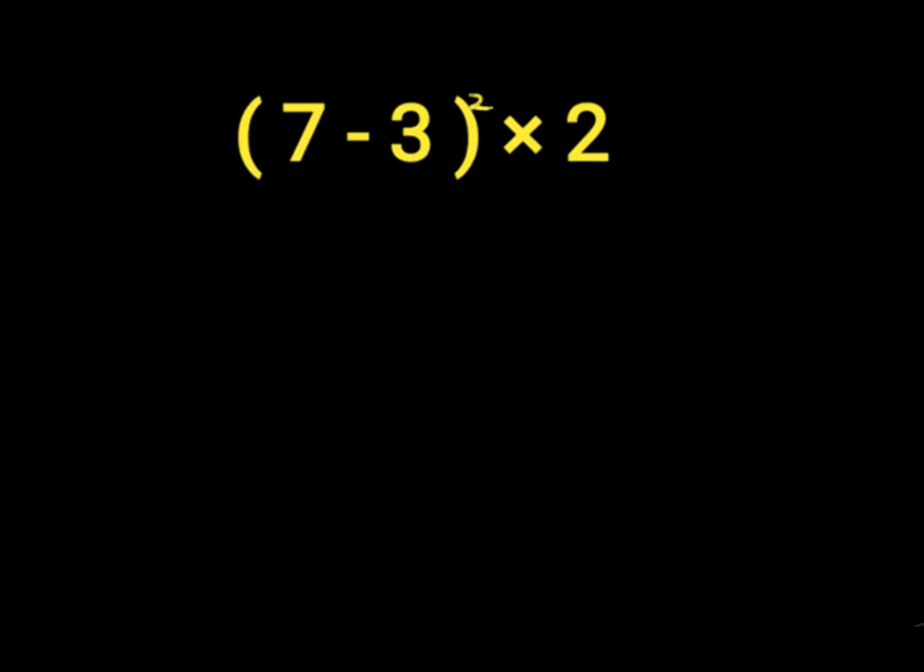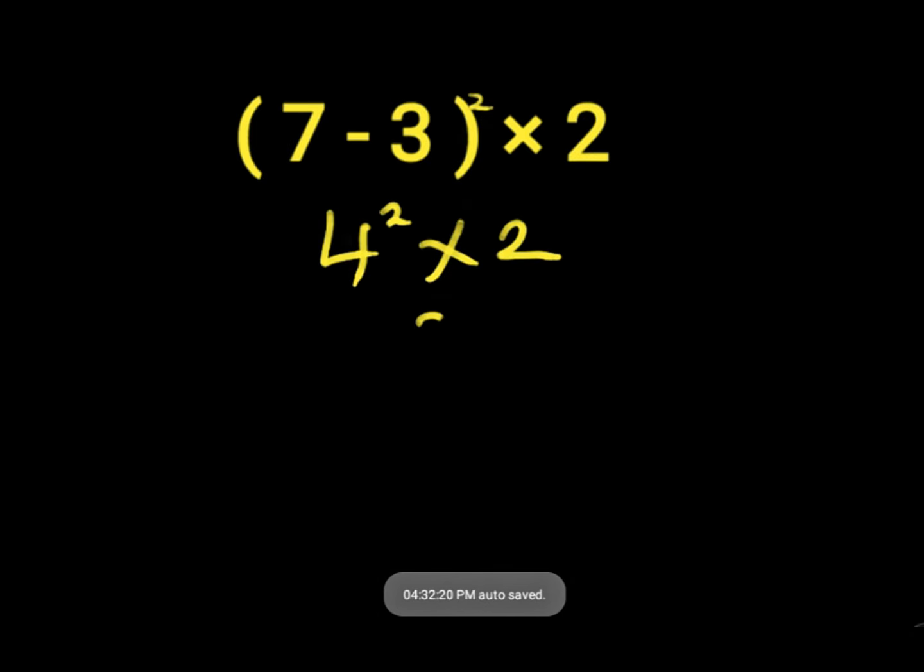We first of all solve our parenthesis, which is 7 minus 3. 7 minus 3 will give us 4. Then we have 4 to the power of 2 times 2. So 4 times 2 will give us 8. Then we have 8 to the power of 2. 8 times 8 will give us 64.